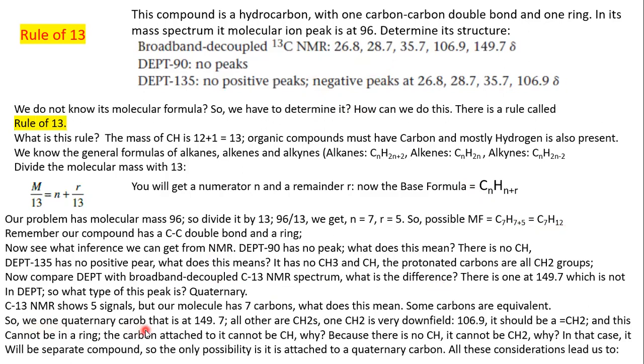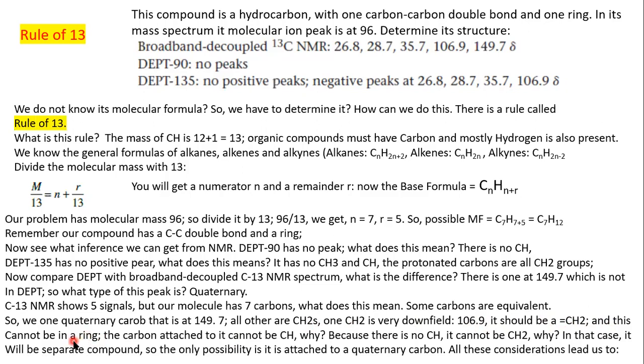We have one quaternary carbon that is at 149.7 ppm. All other carbons are CH2s. One CH2 is very downfield, that is 106.9. Because our compound has a carbon-carbon double bond, and because we do not have any CH and CH3s, the only possibility is that we should have this type of thing. This CH2 should be like this, so a doubly bonded carbon CH2. This CH2 is very downfield, and this chemical shift shows that this is an alkene carbon having protons with it.